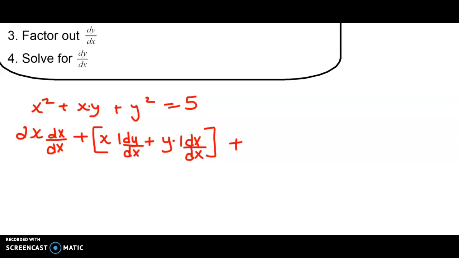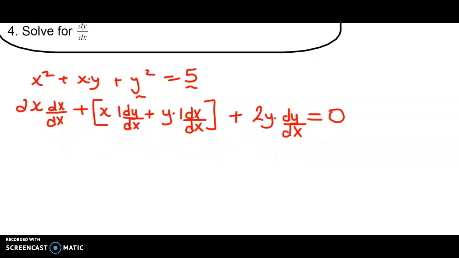Then you differentiate the next term. y squared would be 2y times the derivative of y with respect to x. And the derivative of 5 is just a constant, so that's 0. So you see that you have dy/dx, and we have two of them, so we are going to try to combine and factor.